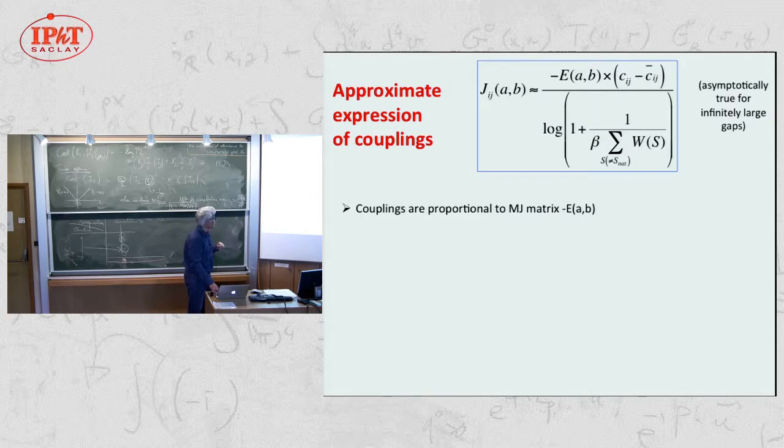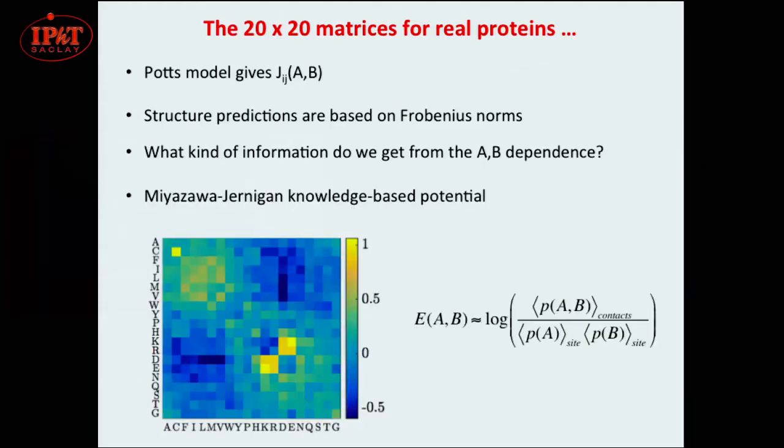So one important thing here is that we find that the GIJB are proportional to EAB. So is it true also in real data? I mean, is it true that the real GIJB that people infer from real data are proportional to the Miyazawa-Jernigan matrix? So we have looked at that.